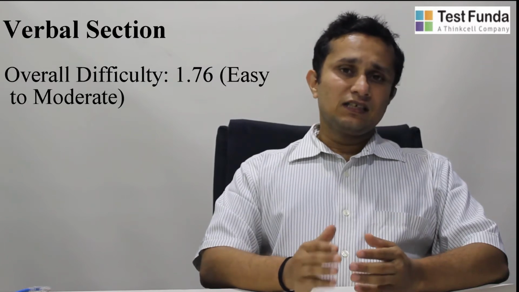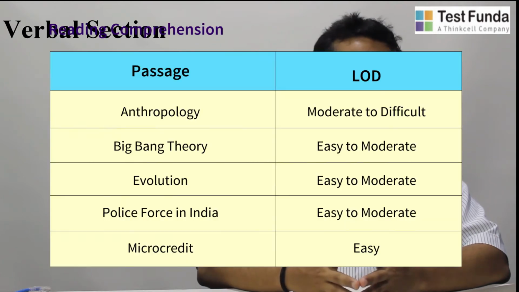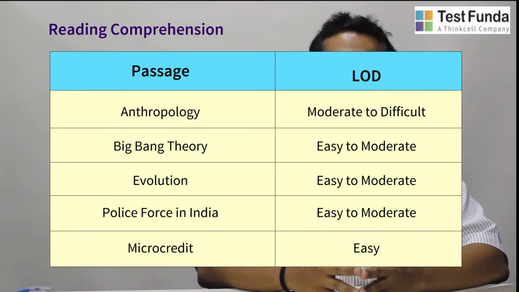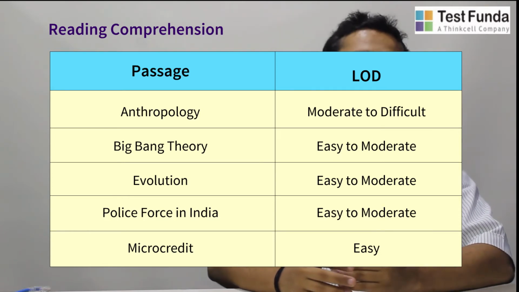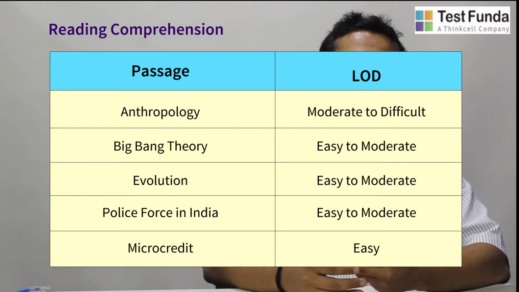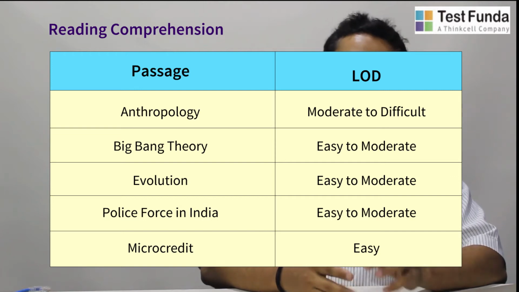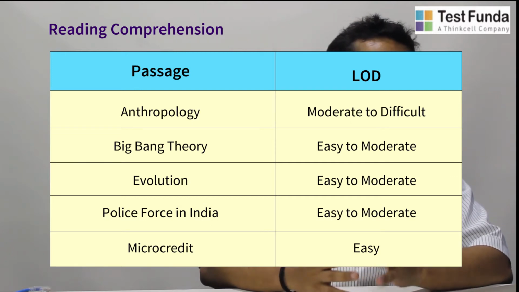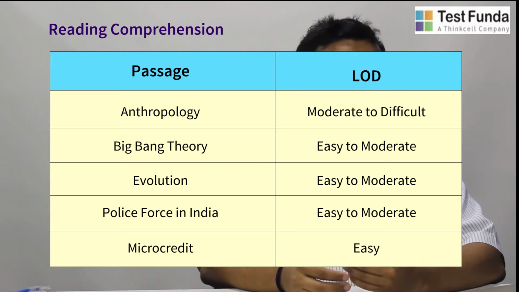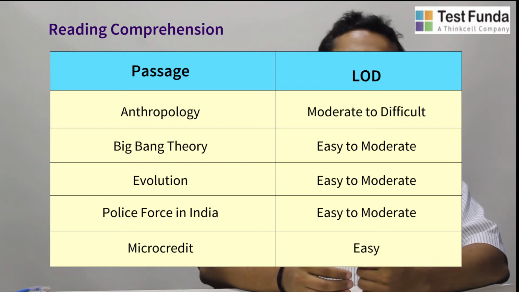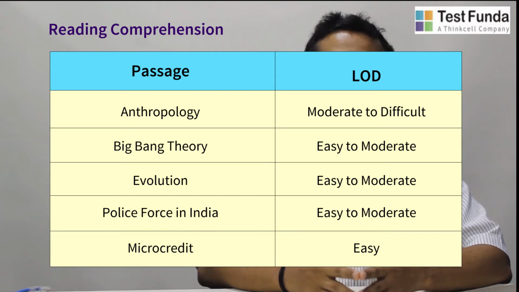However, let us look at the kind of questions that we had in this mock and then analyze it. So, the RC sets first. As usual, there were 5 RC sets in this mock, 4 of which were doable, which actually led to this entire section becoming easy. The first set on anthropology was by far the most difficult set and this should have been avoided. Whereas the next 3 sets, the one on Big Bang Theory, the one on evolution and the one on police force in India were relatively easy to moderate. So these could have been attempted.